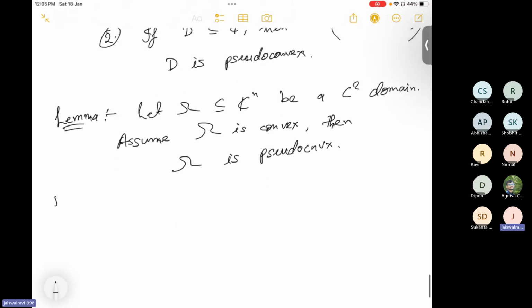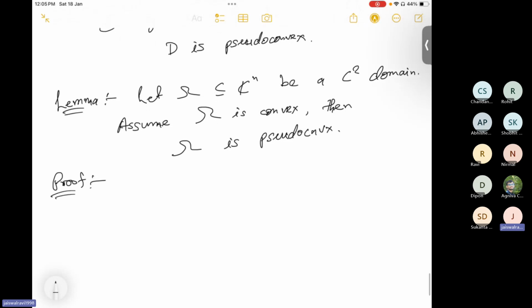So we can prove this lemma because we have already calculated some convexity condition with respect to the complex direction. What I mean is, we have to show that omega is pseudo-convex. So let's take any point P on the boundary of omega. Then we have to show it is pseudo-convex.